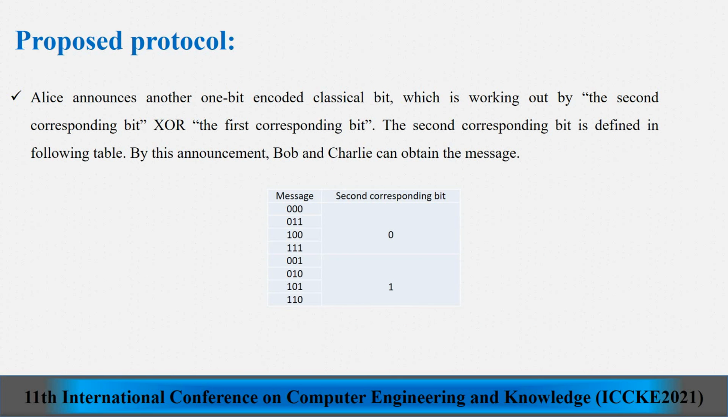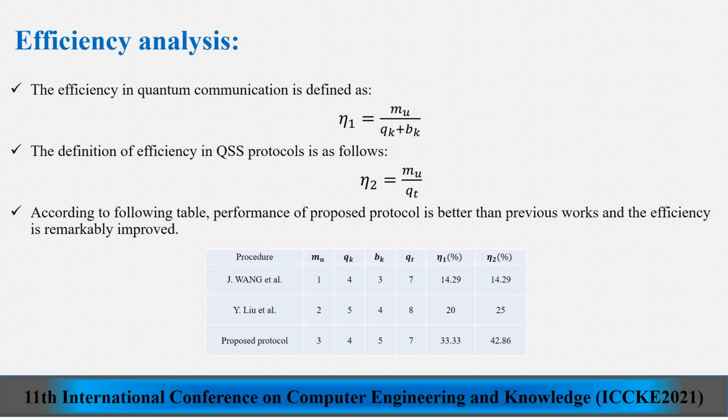Alice announces another 1 encoded classical bit, which is worked out from the second corresponding bit XOR the first corresponding bit. The second corresponding bit is defined in the following table. By this announcement, the receivers can obtain the message.